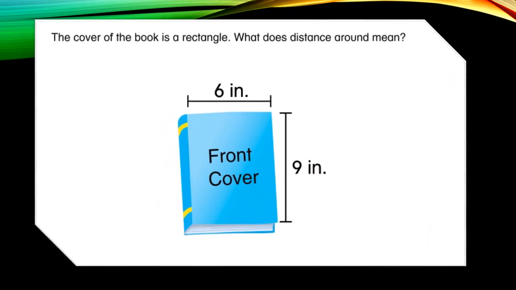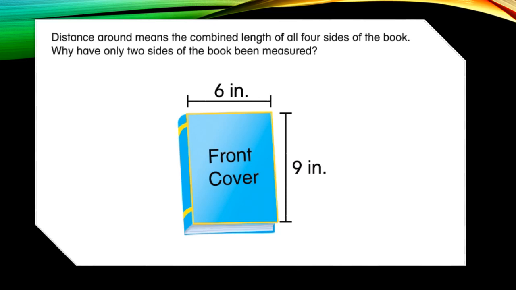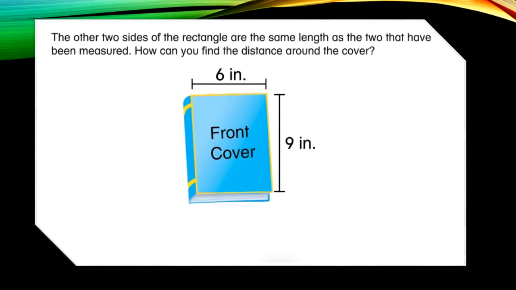The cover of the book is a rectangle. What does distance around mean? Distance around means the combined length of all four sides of the book. Why have only two sides of the book been measured? The other two sides of the rectangle are the same length as the two that have been measured.